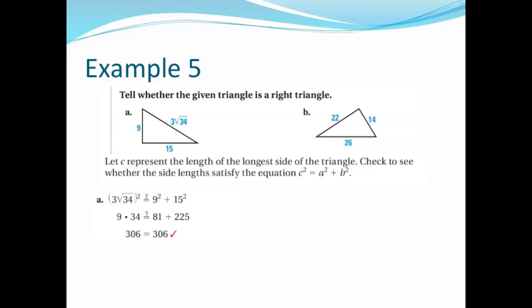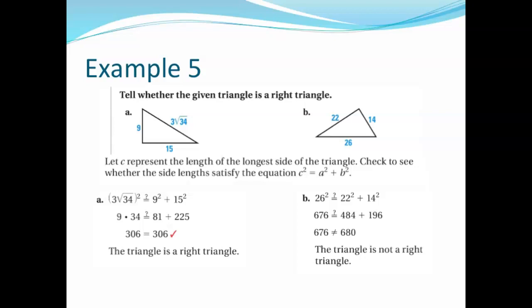Now let's look at B. The longest side is 26, so I'm going to check to see if 26 squared is equal to 22 squared plus 14 squared. 26 squared is equal to 676. 22 squared is 484, and 14 squared is 196. Now we check. 484 plus 196 is equal to 680, which is not equal to 676. So we can say that this triangle is not a right triangle.